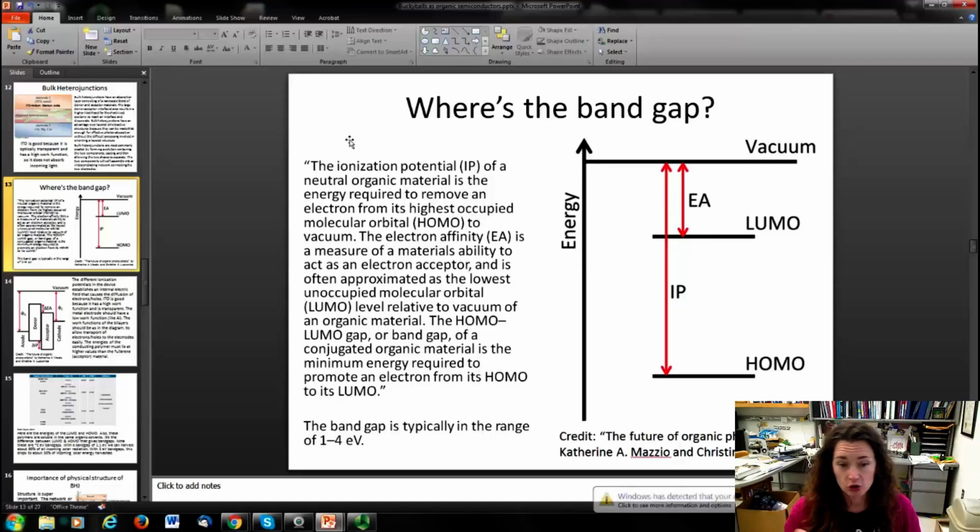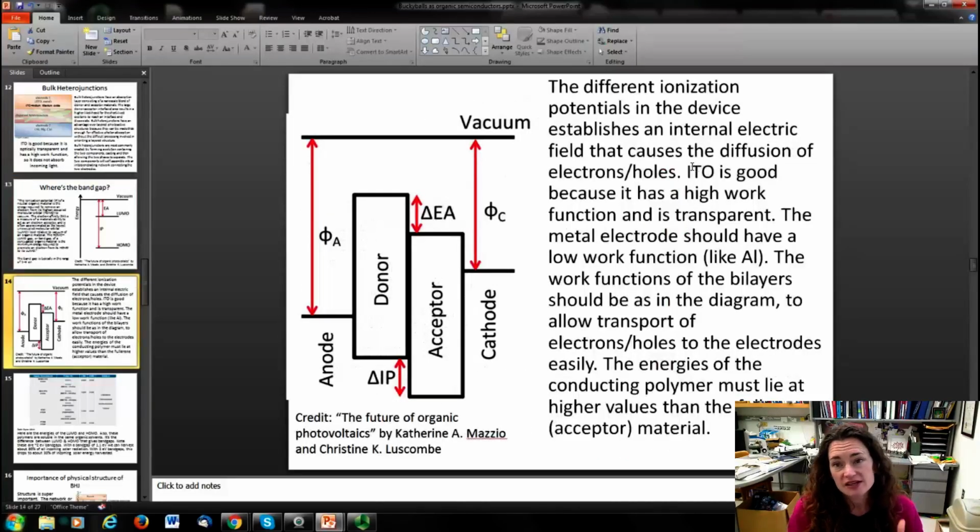And then the HOMO-LUMO gap, or band gap, of the conjugated organic material is the minimum energy required to promote an electron from its HOMO level to its LUMO level. This band gap in organic semiconductors is typically around 1 to 4 eV. So the difference in ionization potentials in your device actually establishes an internal electric field that causes the diffusion of the electrons and the holes.